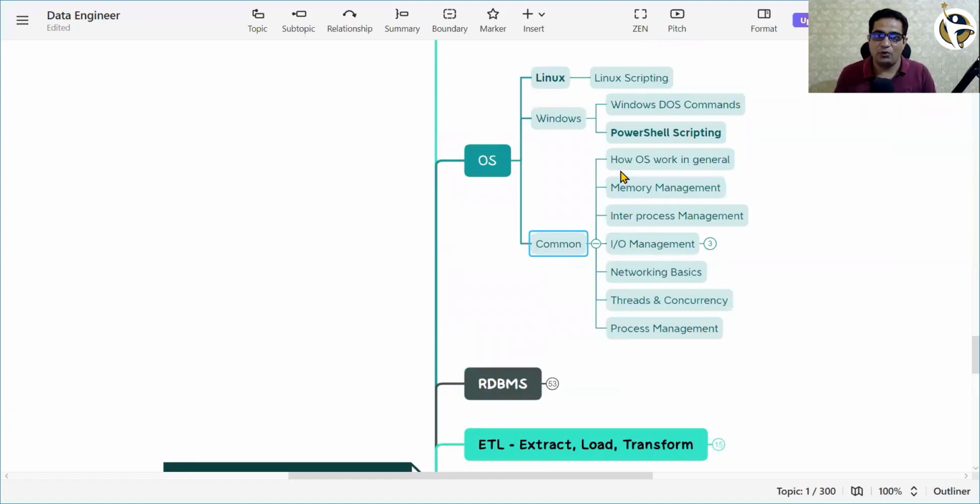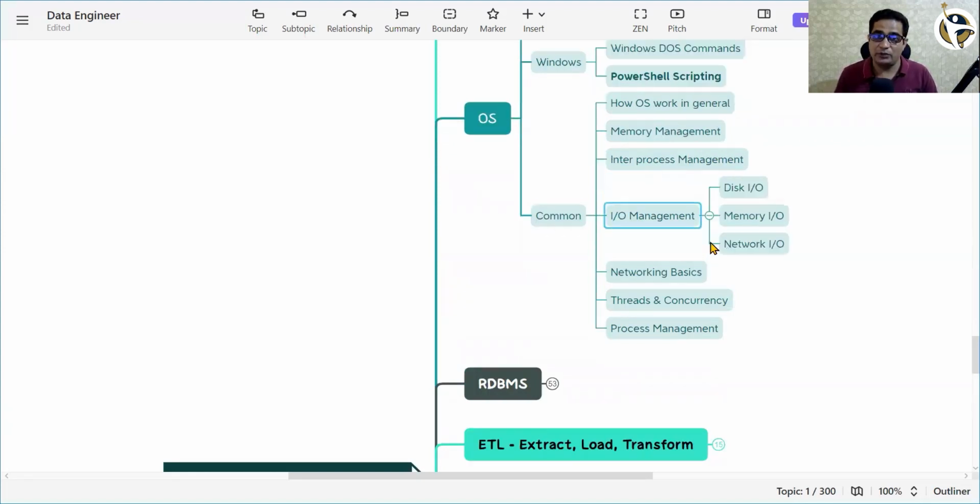And other common things like how the operating system works in general, memory management of the operating system, inter-process communication and its management. IO management means when we read data from disk and bring it to memory, there is disk IO, memory IO, and network IO when we send the data over the network. So you need to know all these concepts also.